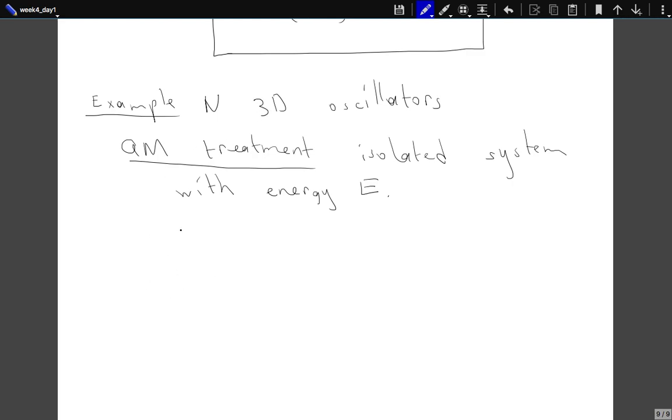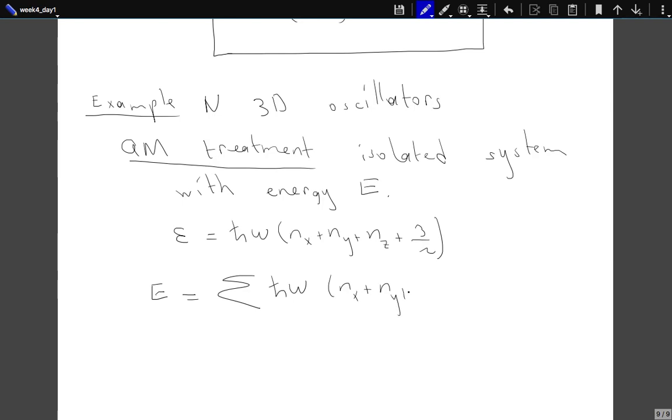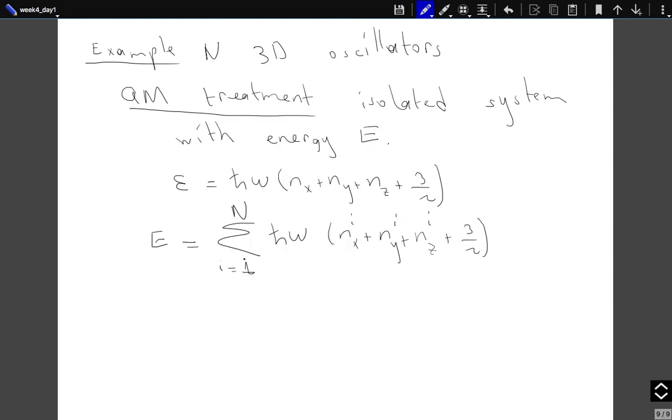So if you look at a single harmonic oscillator, its energy would be just h bar omega. Let's assume it's isotropic. If it's not isotropic, the omega will be different in each direction. Nx plus ny plus nz plus 3 over 2. This will be the energy of a single particle. Now the total energy of my system will be just the sum over all these, over i from the first particle to the nth particle. I'm just summing over the energies of all the particles.